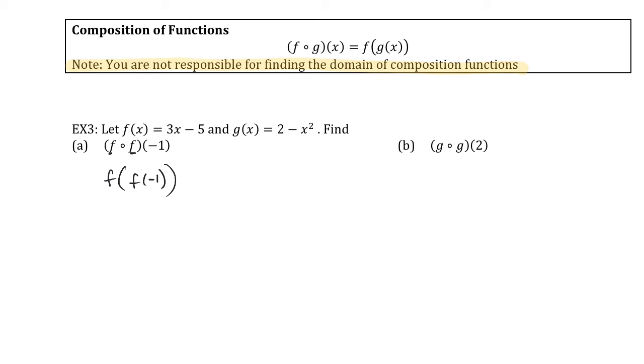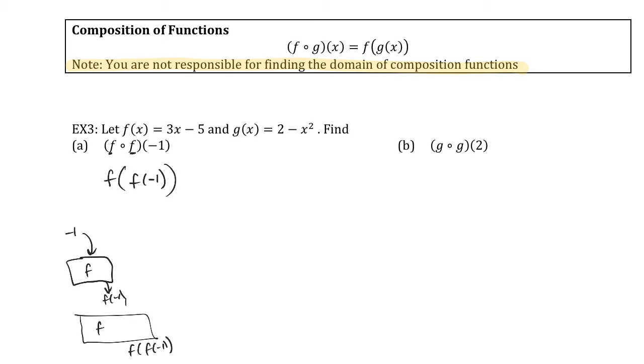You can kind of picture this. This is saying first put -1 into that f, and out comes f of -1, and then that goes into the second function, which happens to be, in this case, f again. So what comes out is the composite function.